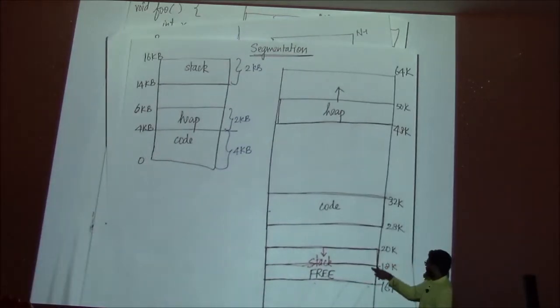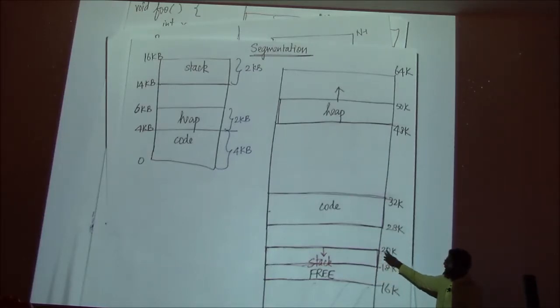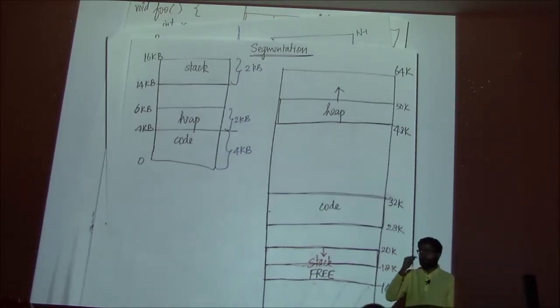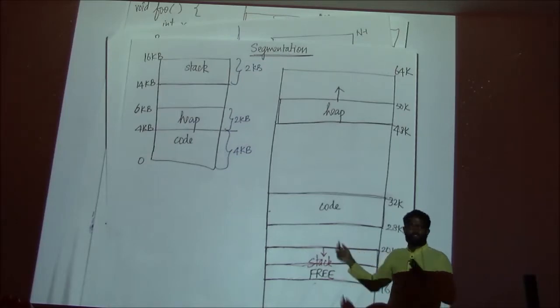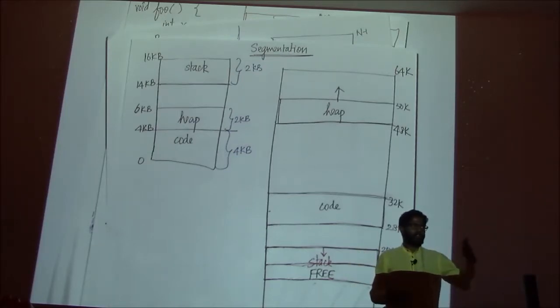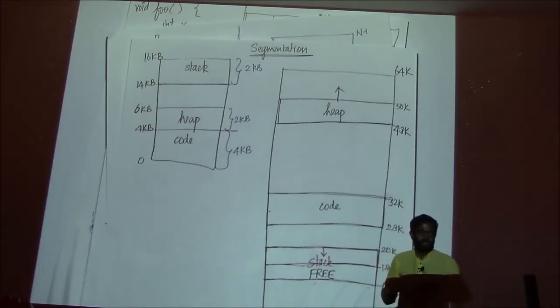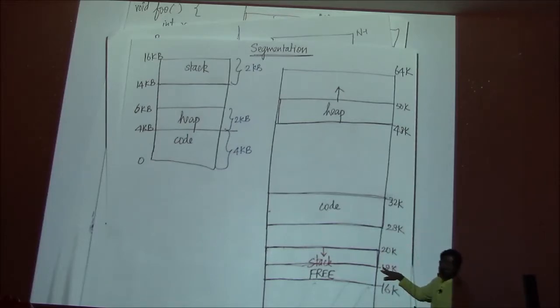Since the stack is a downward growing segment, even though we say the stack is placed at 20K, it really does not use the address at 20K. It cannot use the address at 20K. The stack can only start accessing addresses from 20K minus 1, but it can go till 18K.